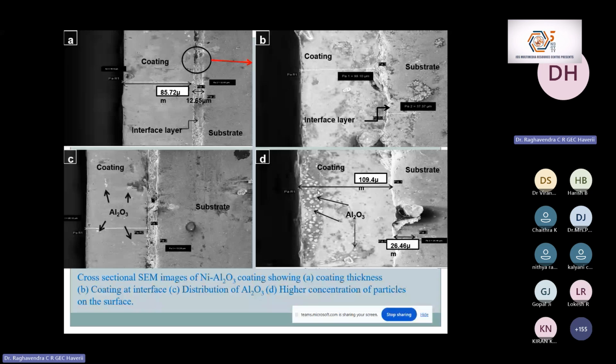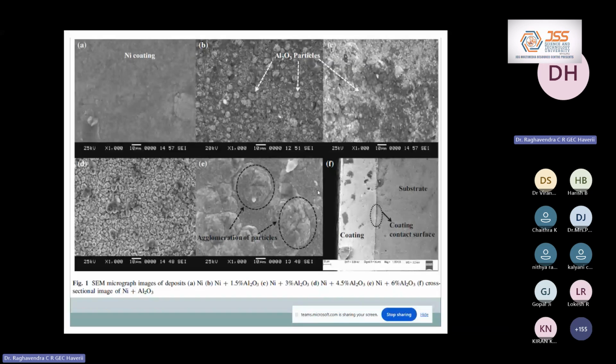Figure A shows a nickel coating, and this is nickel with the increased Al2O3 particles. My area of interest is in figure E, wherein you can see the agglomeration of these particles, which I was just talking about. This agglomeration of particles always makes weaker bonding or weaker coating surfaces. This is what I just wanted to highlight here. Now, if you check figure C, the adhesive strength with the substrate material is found to be well strong.